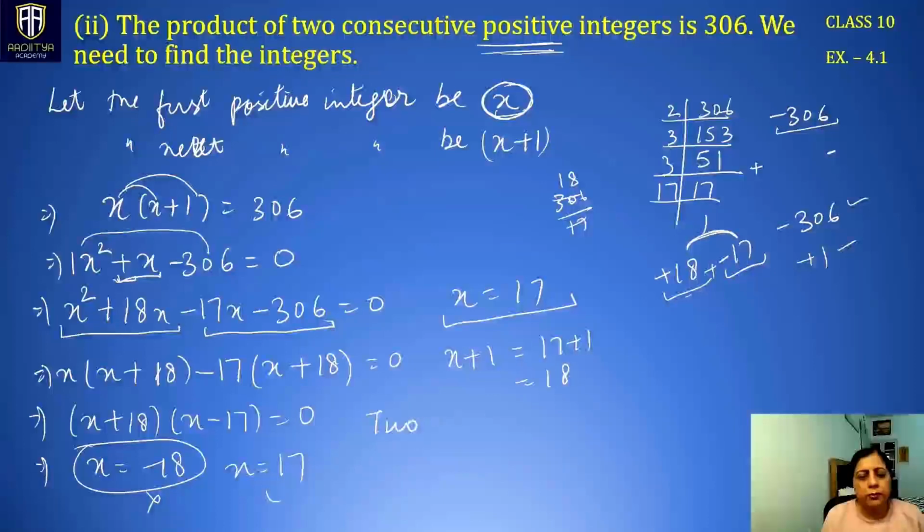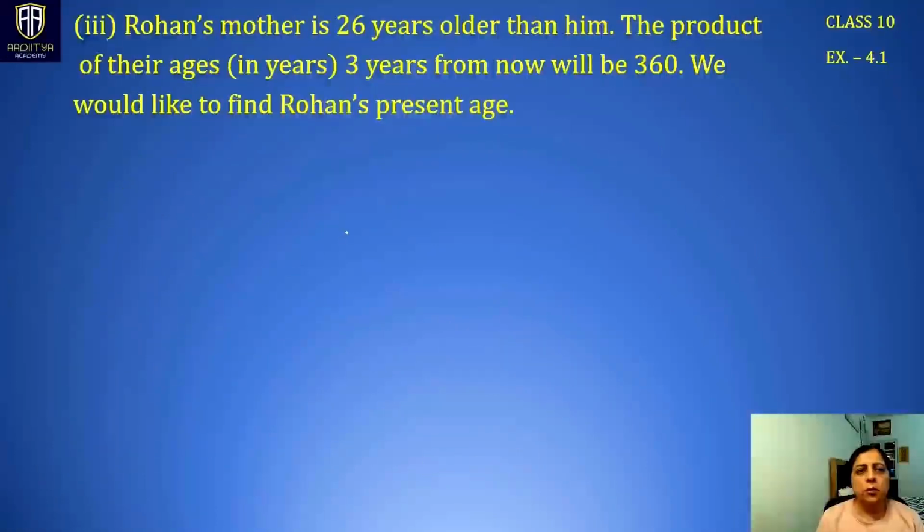So the answer to this question is: the two consecutive numbers are 17 and 18. Next question says, Rohan's mother is 26 years older than him. The product of their ages 3 years from now will be 360. Now we would like to find Rohan's present age.